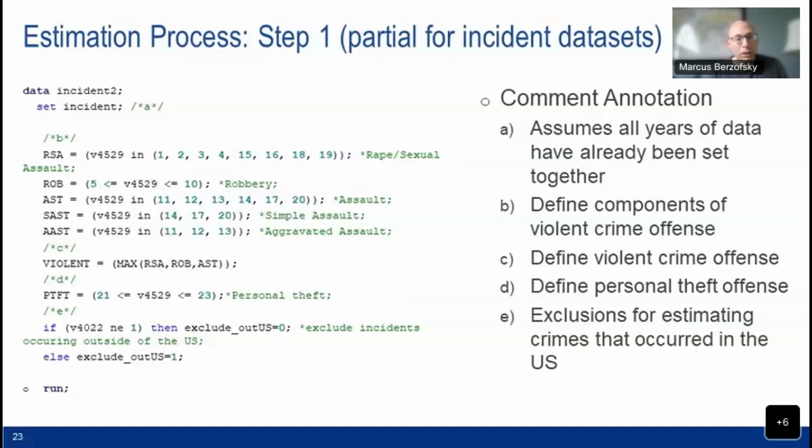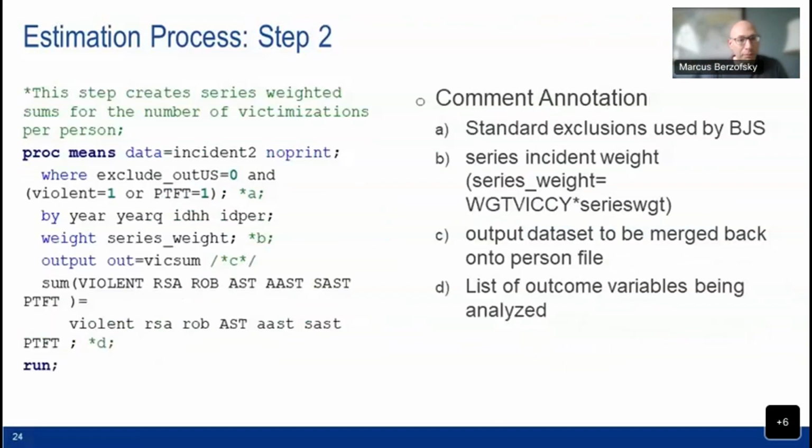We're putting in exclusions. BJS typically excludes crimes that occurred outside of the United States, so that's this extra line right here, E. That's basically setting up and defining your variables. So that's the part of step 1. I didn't show you all of step 1 with all the concatenating and setting, but defining some of your outcome variables there. Step 2, the part I'll show you, is where you're summarizing.